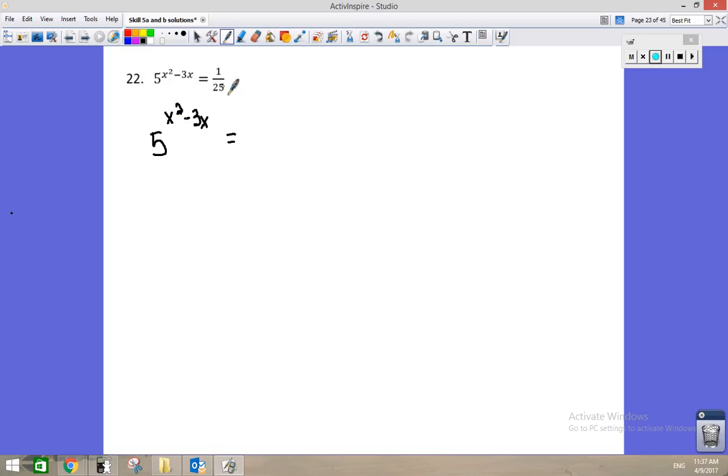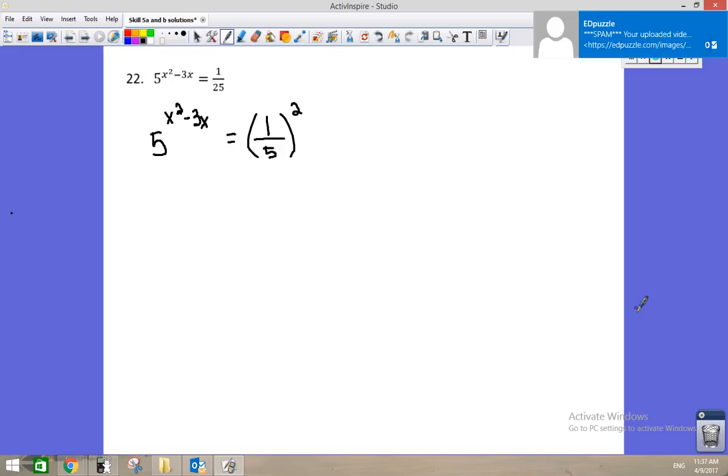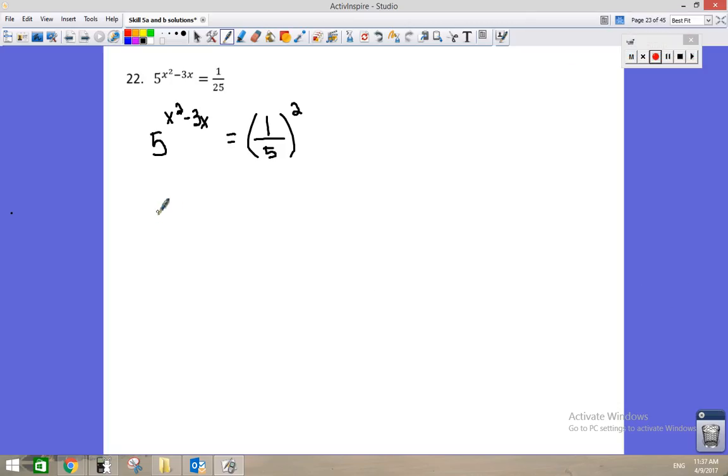So 1 over 25. Well, 1/5 times 1/5 is 1 over 25. So I almost have a base of 5 here on the right-hand side. Instead of 5, it's 1/5. What if I have a way to flip that fraction? What if I can write this base as 5 divided by 1? Well, then I'd have the base of 5, and that's what I want.